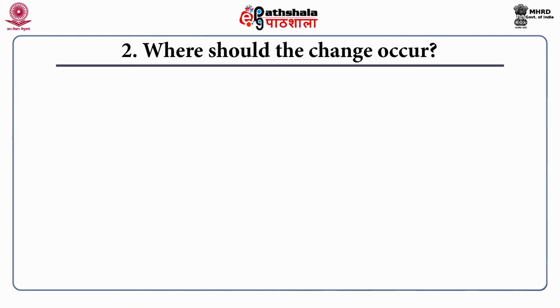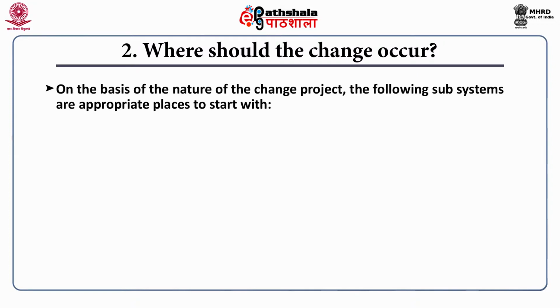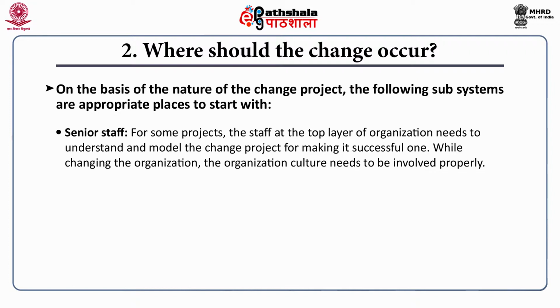Where should the change occur? Once the coalition team decides the steps needed to be taken, the team members concentrate on the initial attention. On the basis of the nature of the change project, the following subsystems are appropriately placed to start with. Senior staff. For some projects, the staff at the top layer of the organization need to understand and model the change project for making it a successful one.